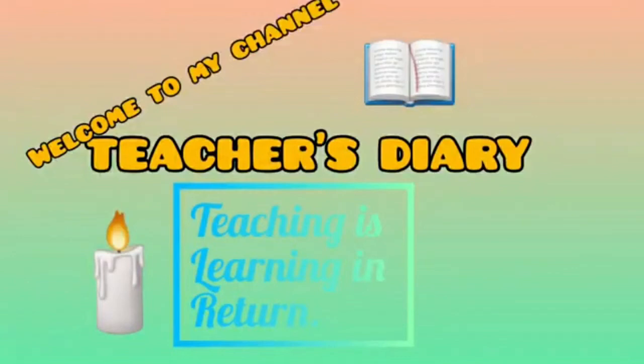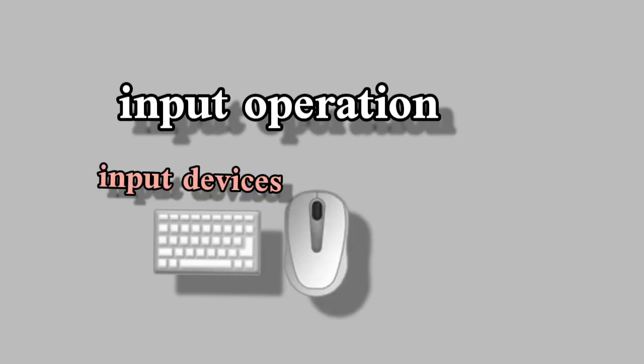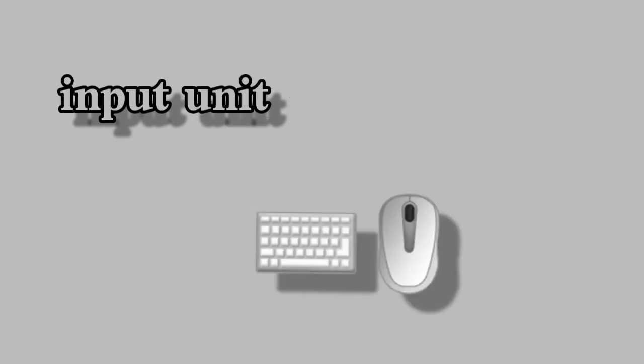In this lecture we will learn input unit, output unit and storage unit. As we know that computer is an electronic device which accepts data, processes the data according to the given instruction and gives result. So it means that the first operation is input operation. Input unit. What is input unit?